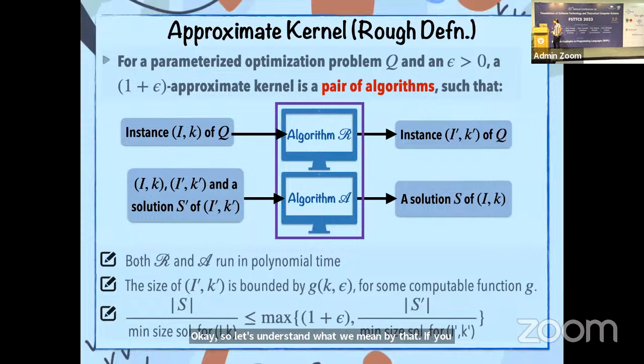The algorithm A takes the original given instance I, K, the instance outputted by the algorithm R, and a solution for I prime, K prime. If you give a bad solution S prime for the new instance, I am allowed to give a bad solution as well. Else, I am required to abide by the ratio that is achieved by the solution S prime. So if the ratio between the solution that you're giving me and the best solution for I prime, K prime is quite bad, I am also allowed to be that bad. And if you give me a reasonable solution, I am allowed to give up to a 1 plus epsilon factor solution. So that is what the definition is.